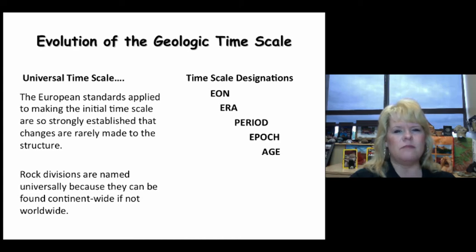So there are only two eons. There is the Precambrian and then the Phanerozoic. It should be obvious that Precambrian represents anything earlier than Cambrian in age. Cambrian is the basal formation of the Phanerozoic eon. So there is a dividing point, and we'll talk about why shortly.